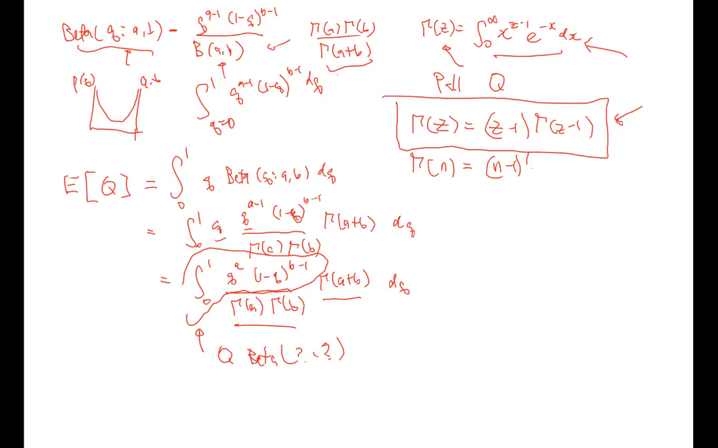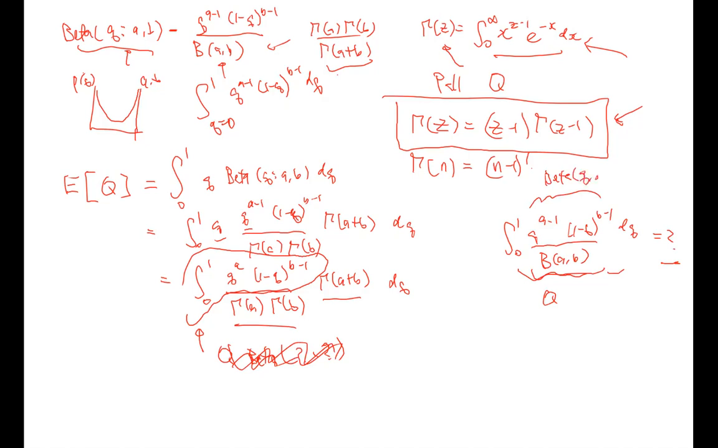Let's look at this one first: the integral from 0 to 1 of Q to the A minus 1 times (1 minus Q) to the B minus 1 dQ, the original one. Remember that this beta distribution of Q with parameters A and B is a distribution. So what is this integral?